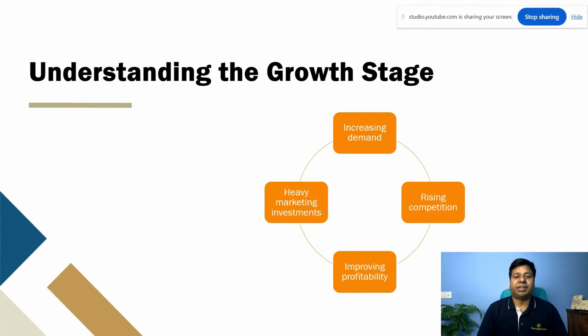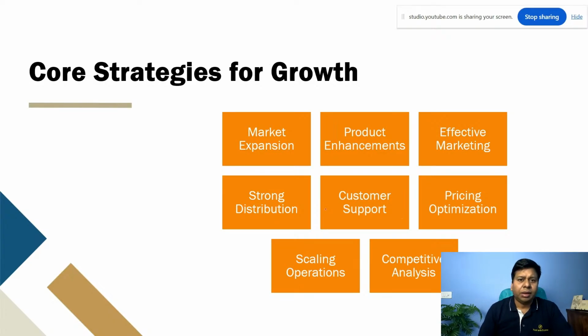Heavy marketing investment. So this is the stage where you have to invest heavily in marketing to get new markets, new customers altogether. So heavy marketing investment will be there in this stage basically. What can be the right strategies here if you are in a growth stage or you are moving towards the growth stage? You should understand all these things even before moving into the growth stage so that you can extract more from that stage.